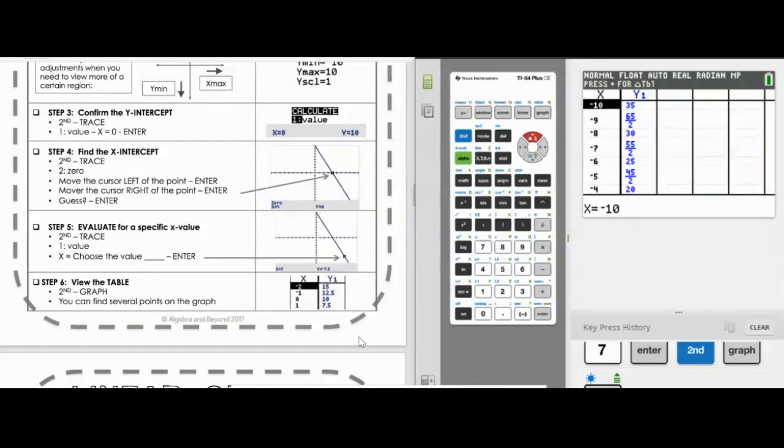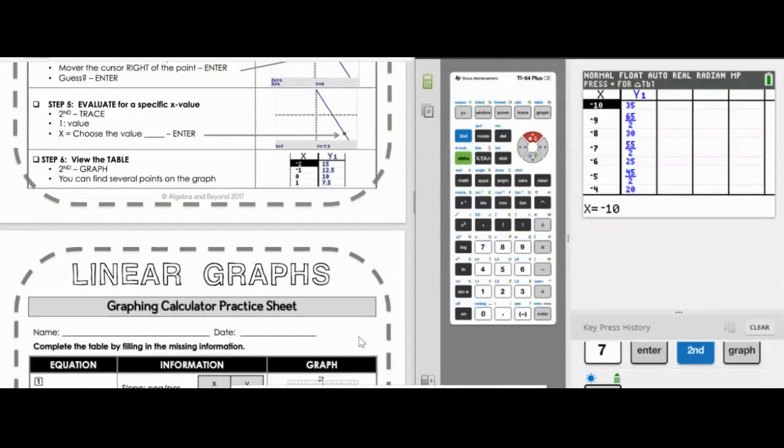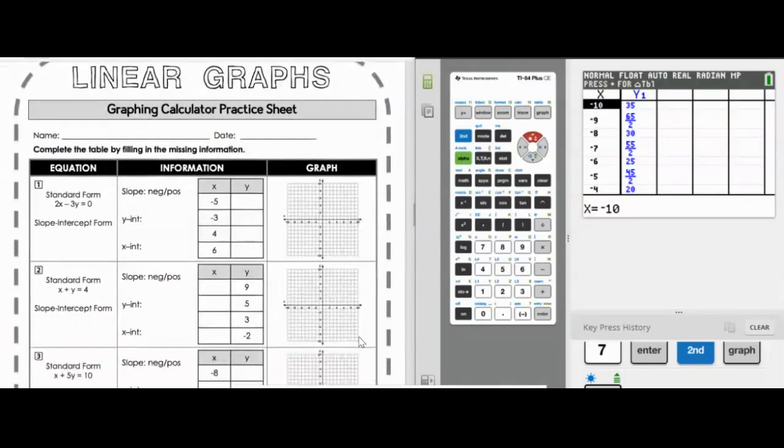So now let's look at your assignment. You're supposed to complete this practice sheet to go along with what we just learned. You'll notice each of the equations are given to you in standard form, so the very first thing you should do is rewrite them in slope-intercept form. All that means is set them equal to y. Once you've done that, you can plug them into your calculator.